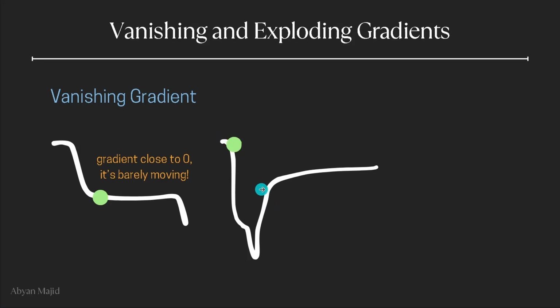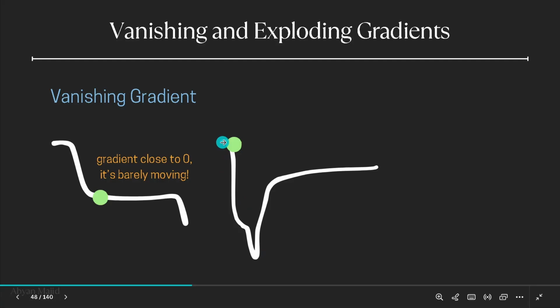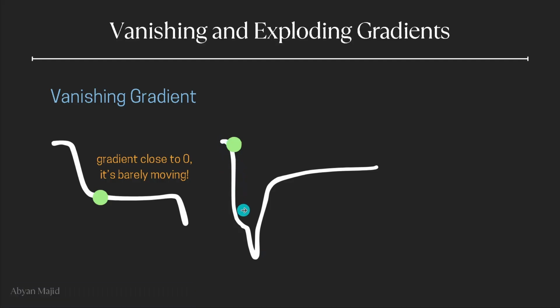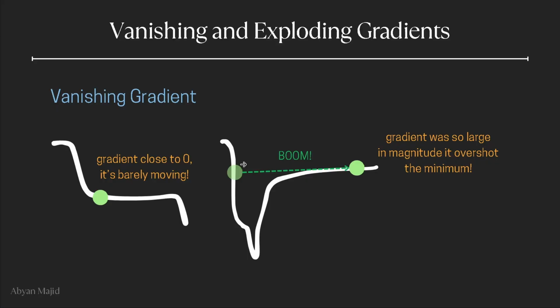So in this case, you might already start to see what the problem is. This is a very steep line, and once you start going around this area, boom, you're teleported. The gradient was so large in magnitude that it overshot the minimum point. It's so steep, it's almost a vertical line, as you can see here. The gradient was so large that it skipped over the minimum point. And this is what we call exploding gradient.